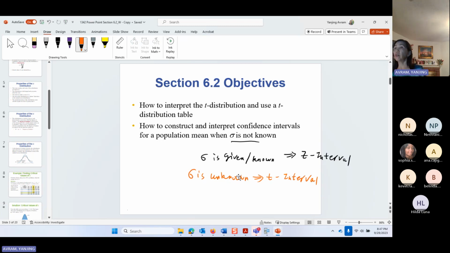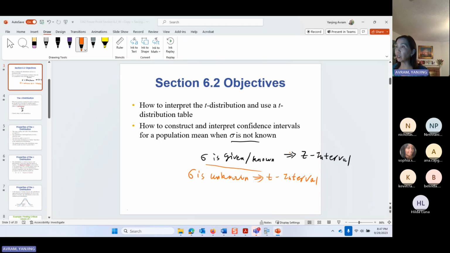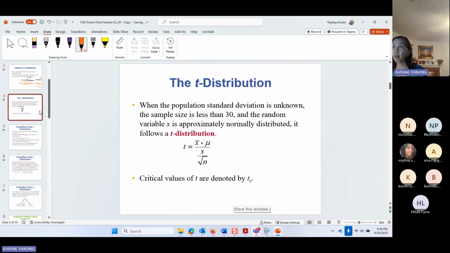The common thing for this chapter and the next chapter is similar. When sigma is given, you're using the Z interval. And then for the hypothesis, if sigma is given, you're using the Z test. Okay, next chapter, we're going to have a Z test. And then when sigma is unknown, you're going to use the T test. All right, so we have 2 different tests for the next chapter. So that's the common thing for this chapter and the next chapter.